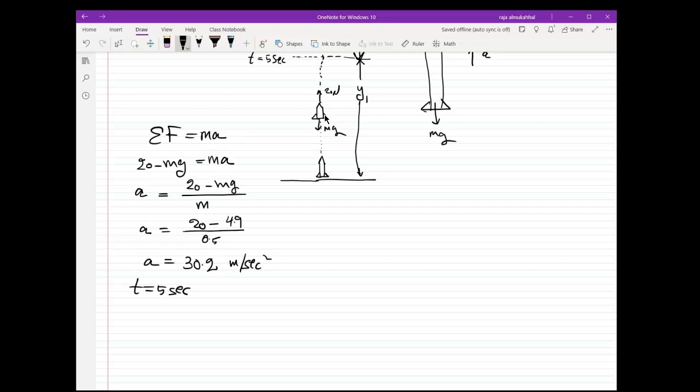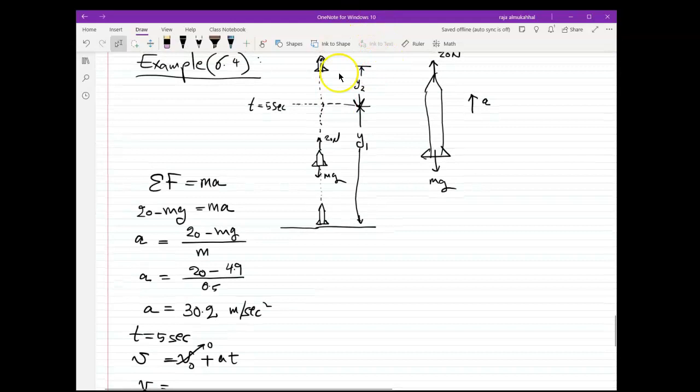So now I can use the first kinematic equation: V equals V naught plus AT. V naught is 0. The initial velocity of the rocket is 0. So what is the velocity of the rocket right when the motor stopped working after 5 seconds? In other words, what is the velocity of the rocket right here? Why do I want it? I'll tell you in a minute.